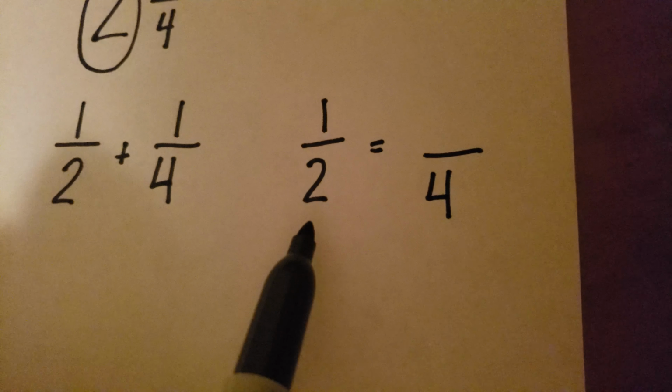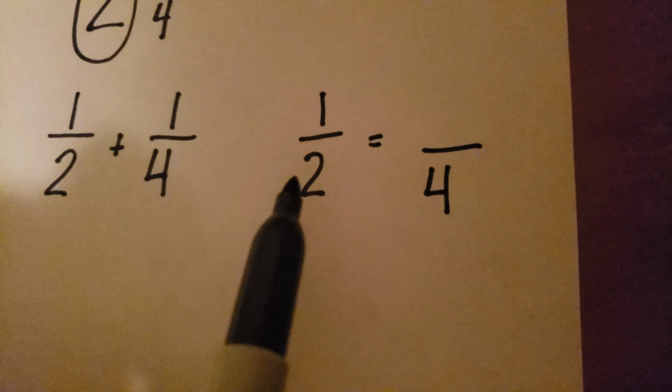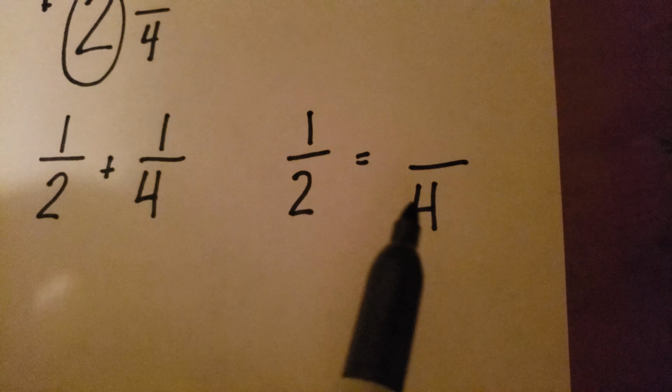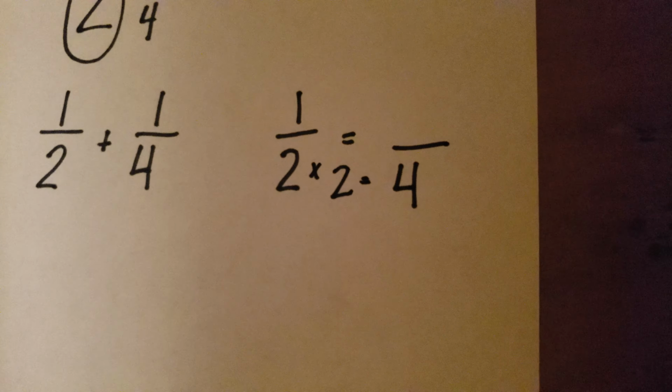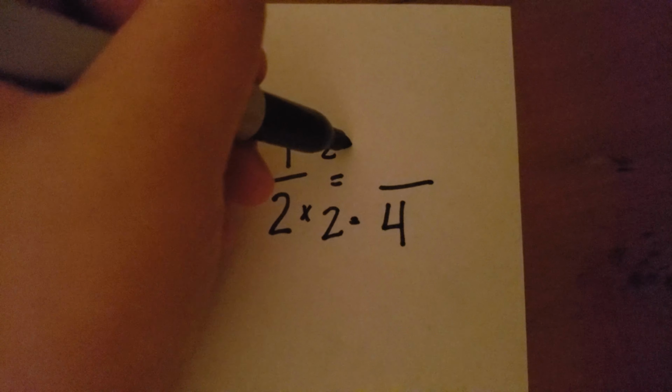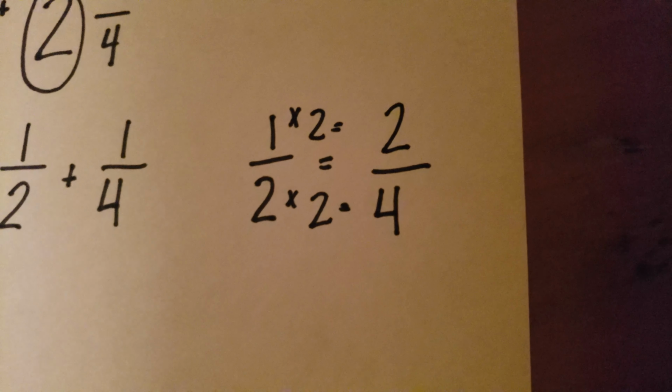We want to change our denominator from 2 to 4, so we have to think about how to do that. 2 times what number equals 4? Hopefully you know that that's 2. You're going to do the same thing to the top, and your new fraction will be 2/4.